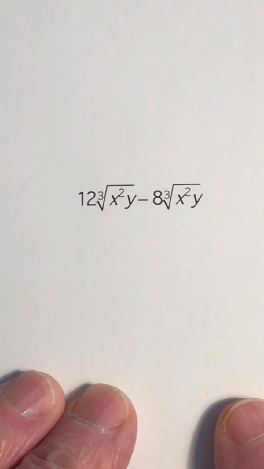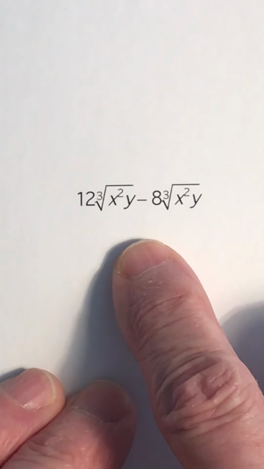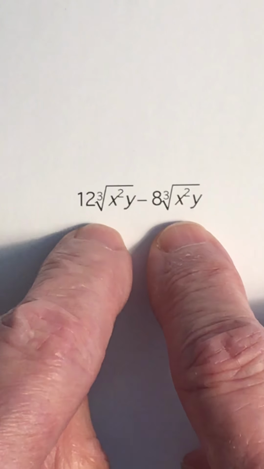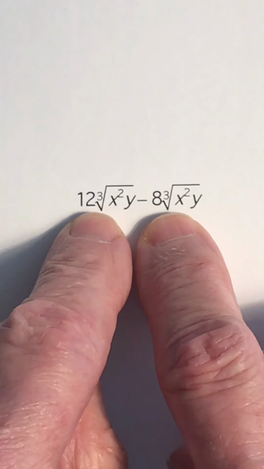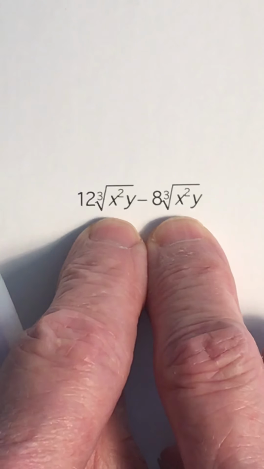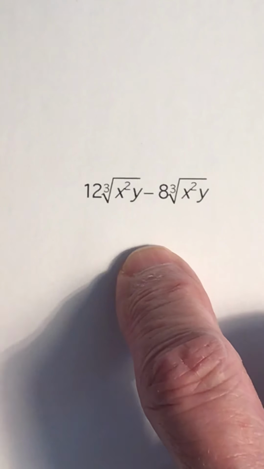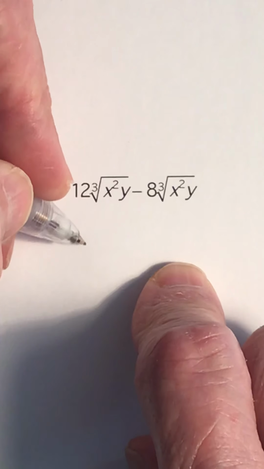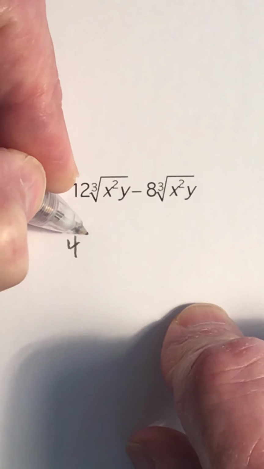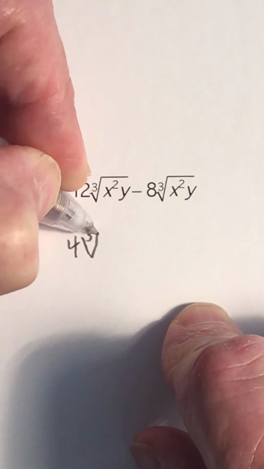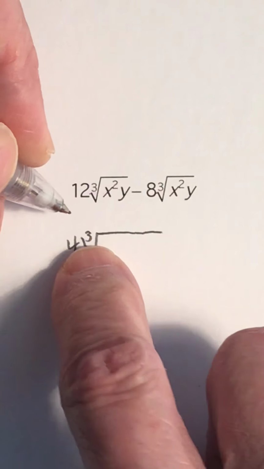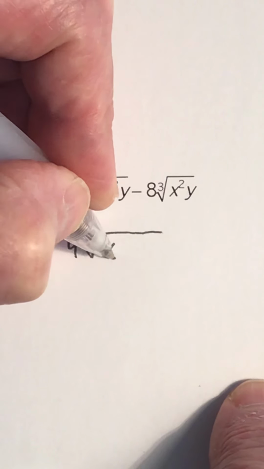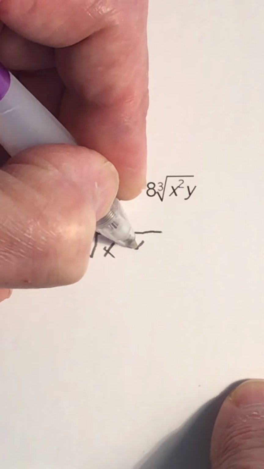And the last item on page 4, is this subtraction doable? It's 12 of something minus 8 of something. Are they the same something? They're both cube roots. The radicands match, x squared y. So we can change this to 12 take away 8 is 4. So it's 4 cube root. Notice the careful arrangement of where the index goes. Cube root x squared y.